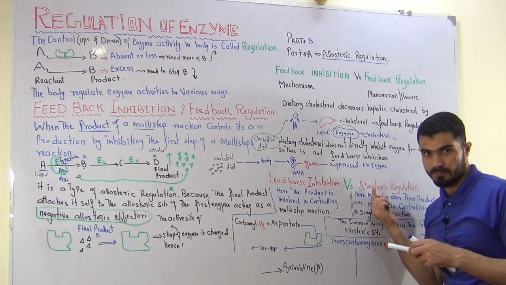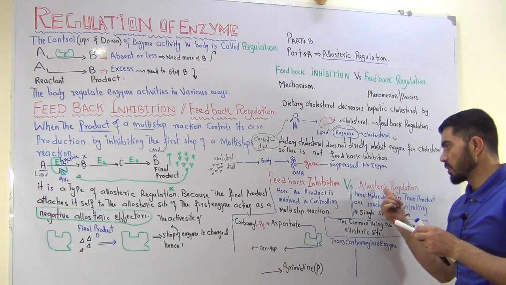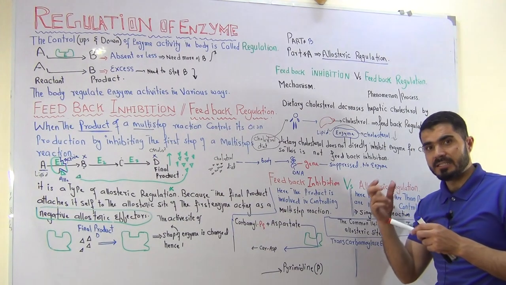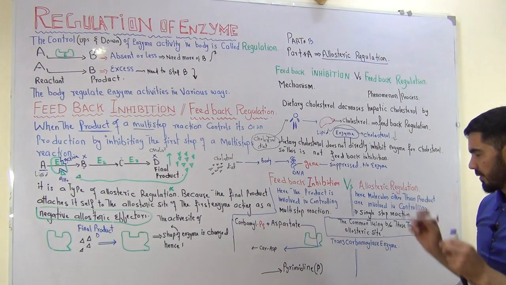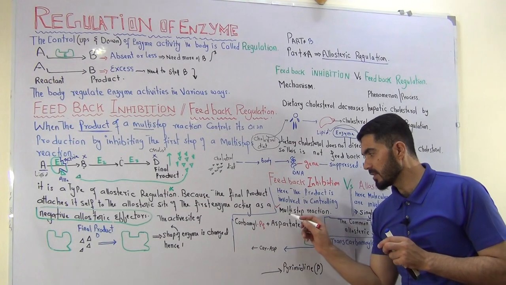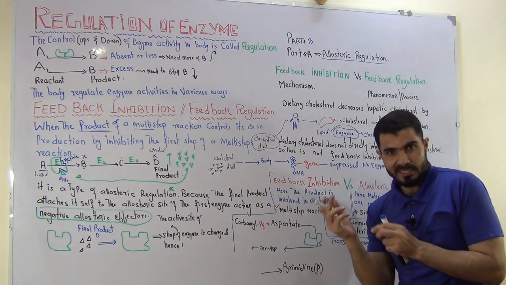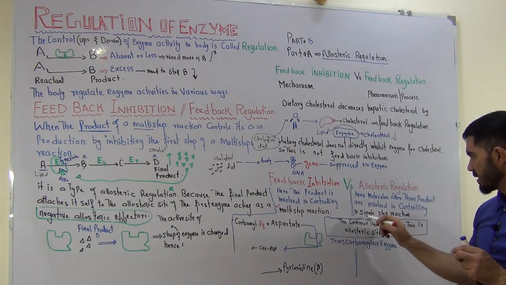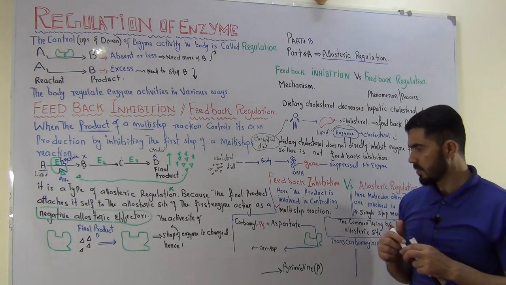We have already discussed. So other molecules are involved, which attach themselves to the allosteric site of the enzyme, causing a change in the shape of the active site. This is one. Number two, feedback inhibition is operative in the multi-step reaction. Multi-step reaction means at least two or three steps. But allosteric regulation is involved in a single step reaction.